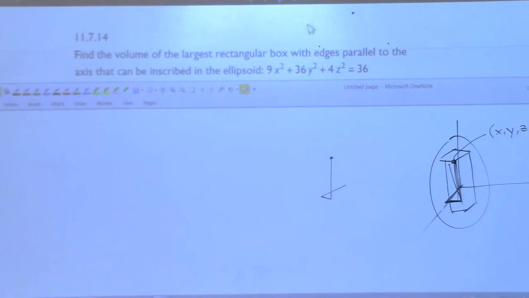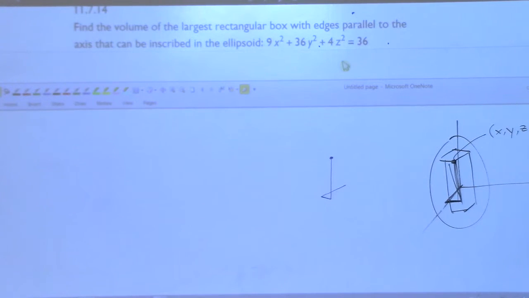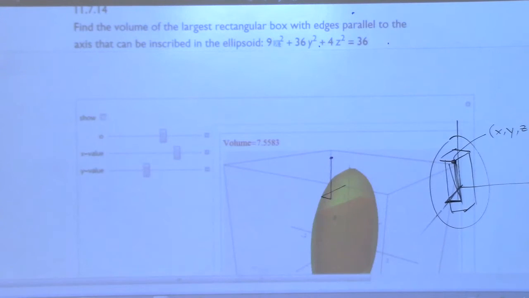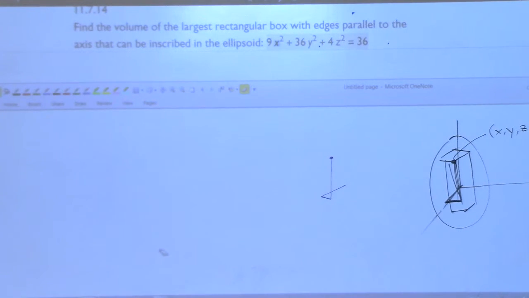How'd you know the center of the ellipsoid was at the origin? Actually, by this formula right here, because there's nothing subtracted in there. That's right. There's nothing subtracted in there. Good question, though.